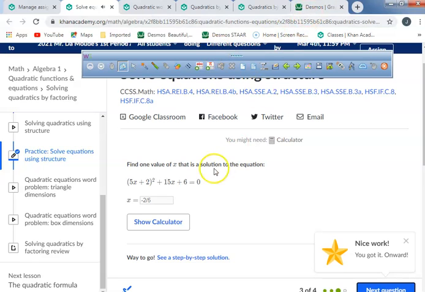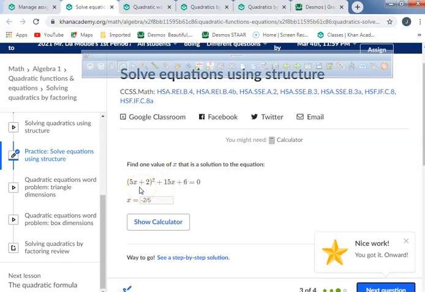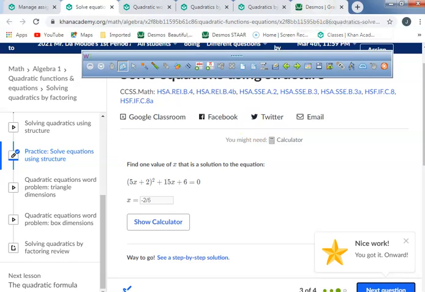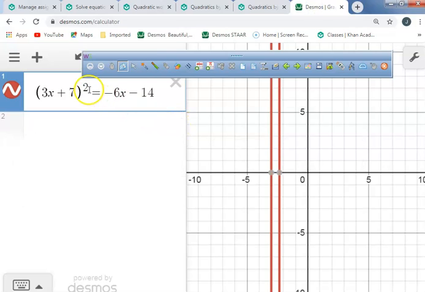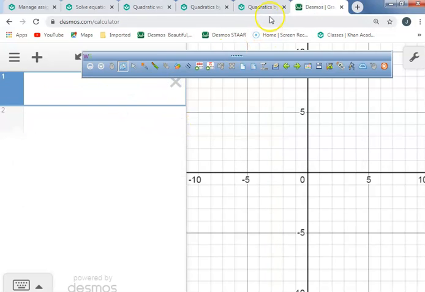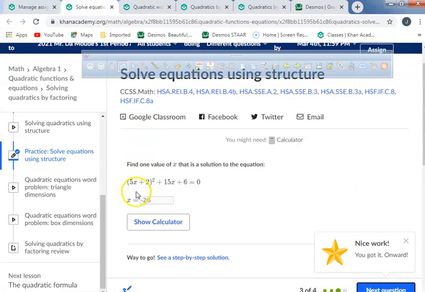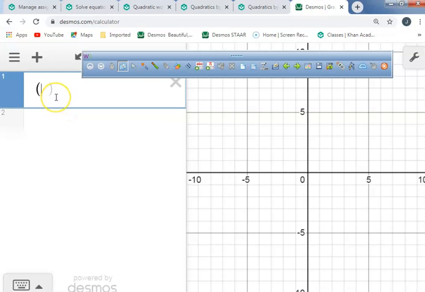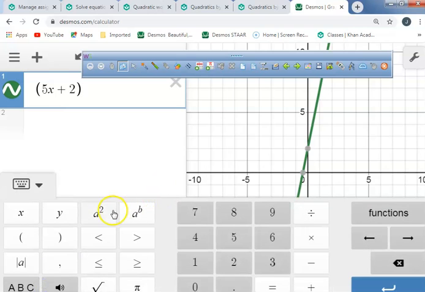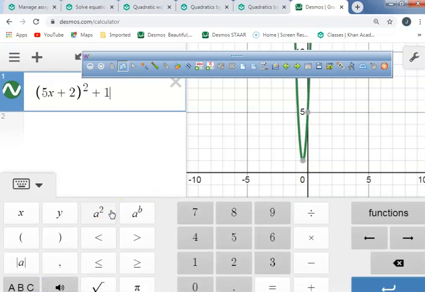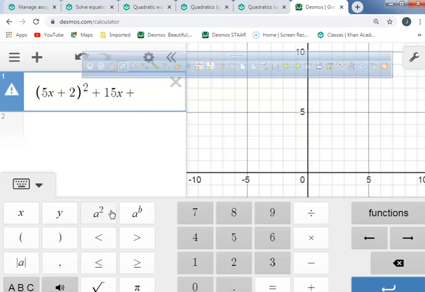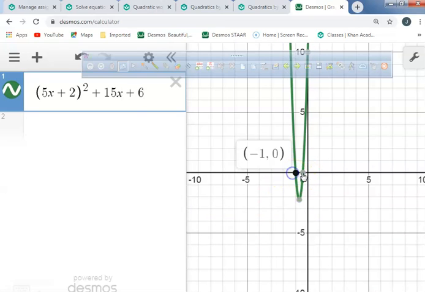Now, guys, one more thing. I want you guys to try this by hand, but to check your answers, you could type it into Desmos. You guys see this right here? So I want you to understand, right here, I could clear everything out, go back over to this, and put 5x plus 2 in parentheses squared. And square it. And then add 15x plus 6. Do you see the two zeros where it's set equal to 0?